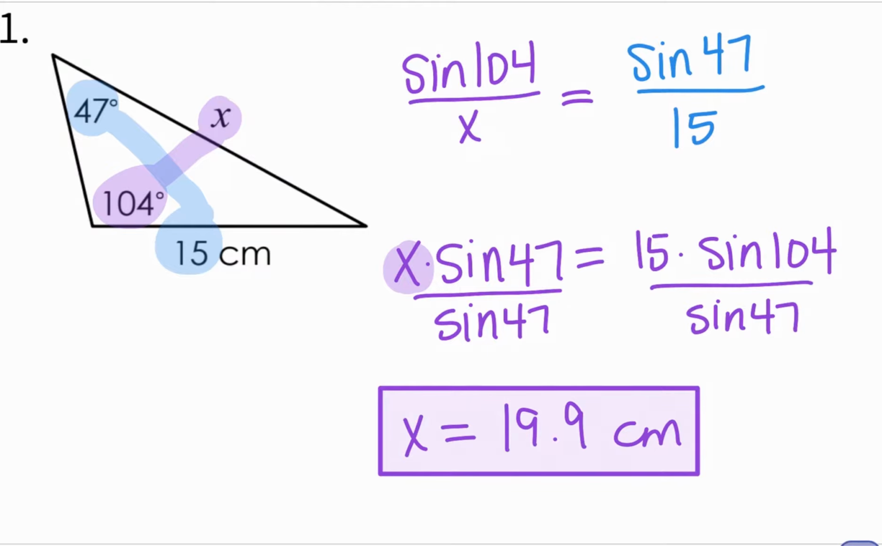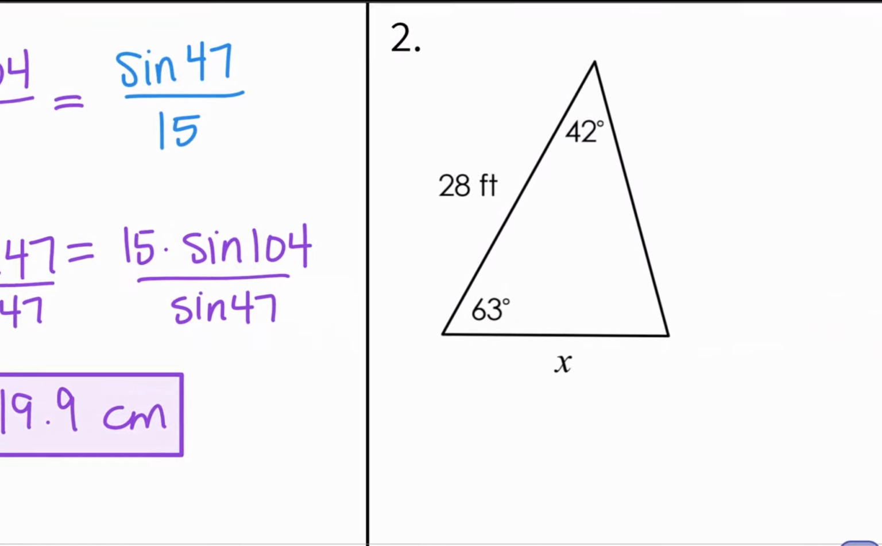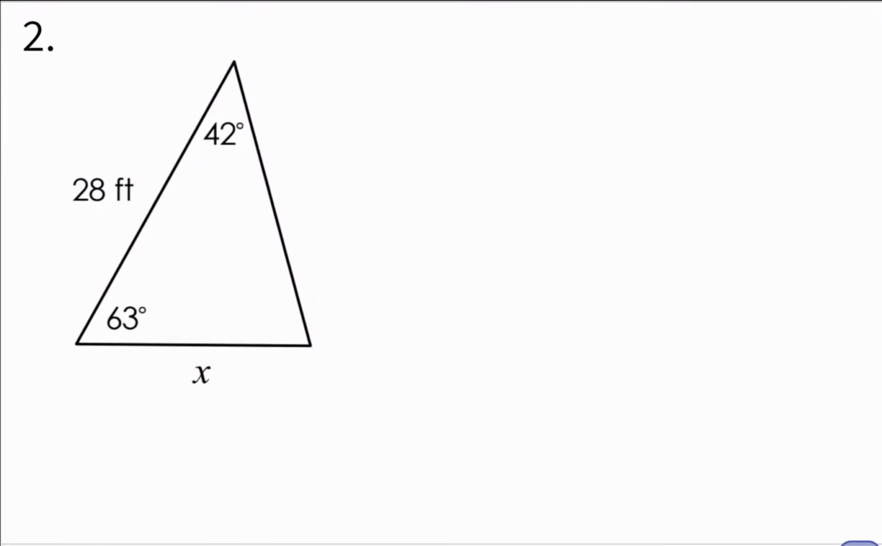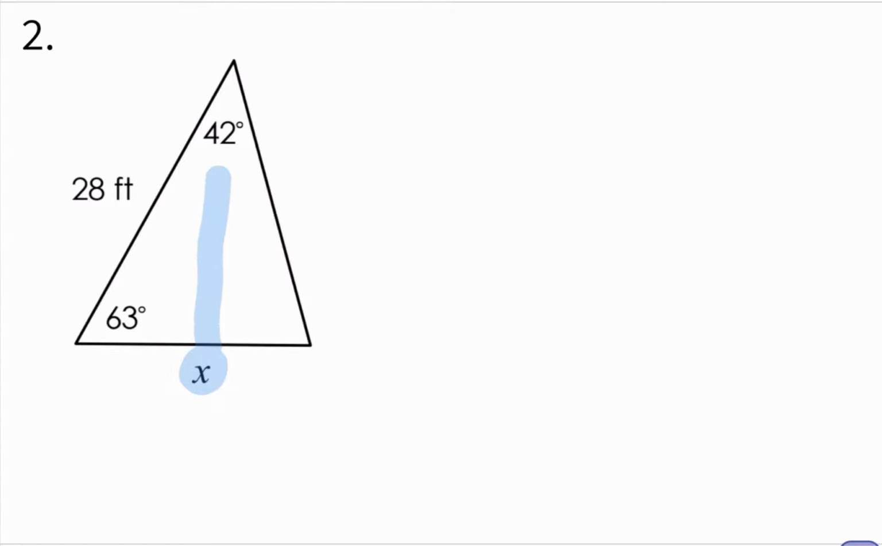Let's look at another example. So here's my new triangle, no right angles, and we need to solve for x. So always set up that ratio first, starting with what they want you to find and the opposite angle. So that would be sine of 42 degrees over x equals.